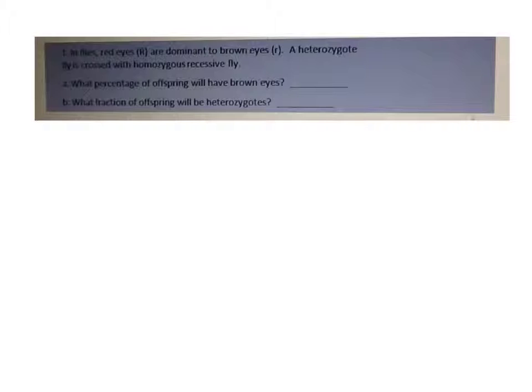Okay, this is easier. So when you're looking at your question, it has red eyes, which is dominant, which means that it's going to win if there's two of them, okay? And it also tells you that's a big R, okay? So red eyes are dominant, two brown eyes, which are the little r, okay? Heterozygote fly. Hetero means what?